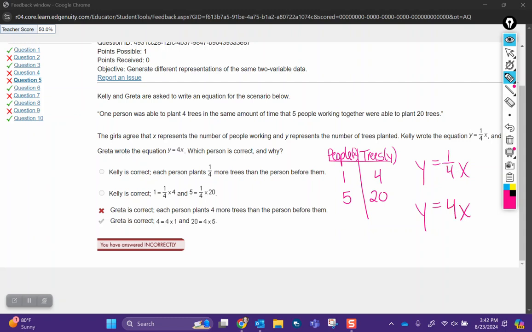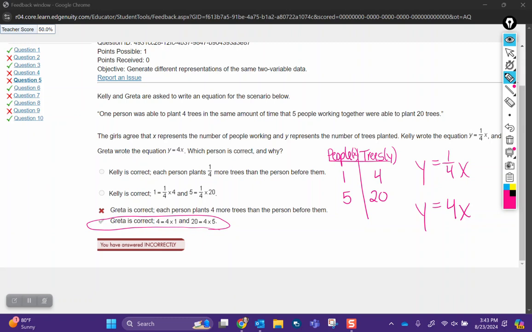So in this first equation, if X is 1, right here for people, and I plug it in, they would only do a quarter of a tree, because 1/4 times 1 is 1/4. If I plug one person in here, 4 times 1 is 4, so I would get one person planting 4 trees. Yes, this one is correct because plugging in those two situations, one person planting 4 trees or 5 people planting 20 trees, works in that equation, y equals 4x.